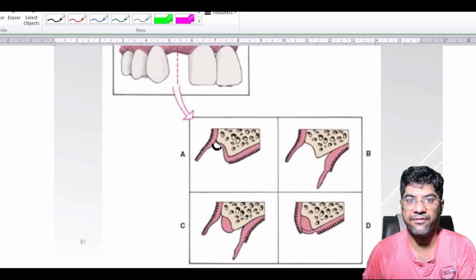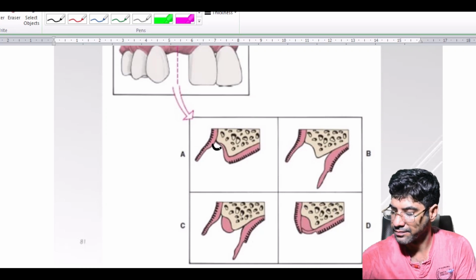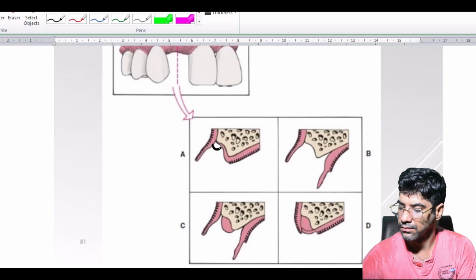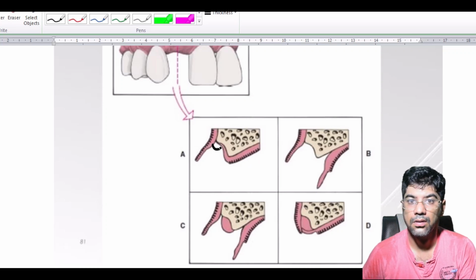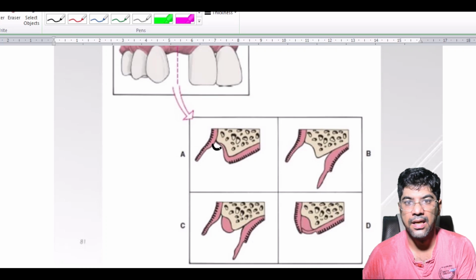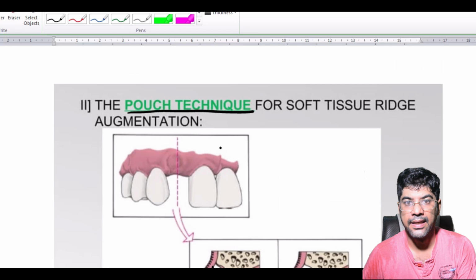A pouch is then carefully created by blunt dissection. The pouch is extended horizontally and vertically to accommodate the graft material. The pouch is filled with graft material, which may be an autogenous soft tissue graft, for example a connective tissue graft, an allograft, or a xenograft. The graft is positioned within the pouch in a way that augments the ridge contour, increasing the thickness or height as required. The incision is then closed with fine sutures and the healing process occurs.